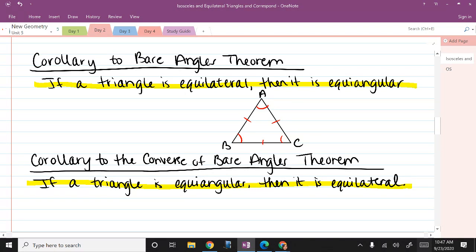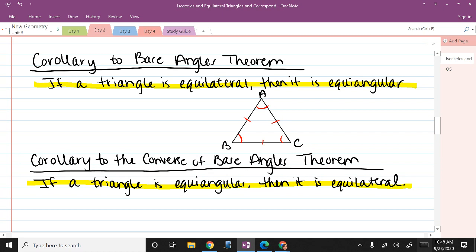So the corollary to the base angle theorem says if a triangle is equilateral, then it is equiangular. Now, what does equilateral mean? All sides are congruent. So if all sides are congruent, then all angles are congruent. That's what that one's saying. Now, the corollary to the converse of the base angle theorem says if it is equiangular, then it is what? Equilateral.